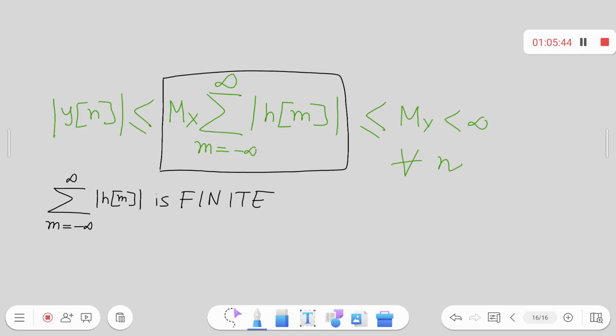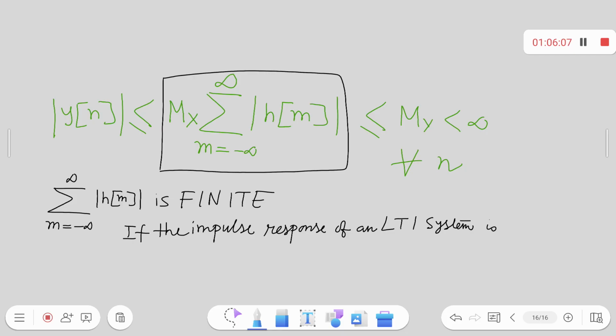Right. So the thing is that if the impulse response of an LTI system is absolutely summable, not square summable, absolutely summable, then it is Bibo stable.